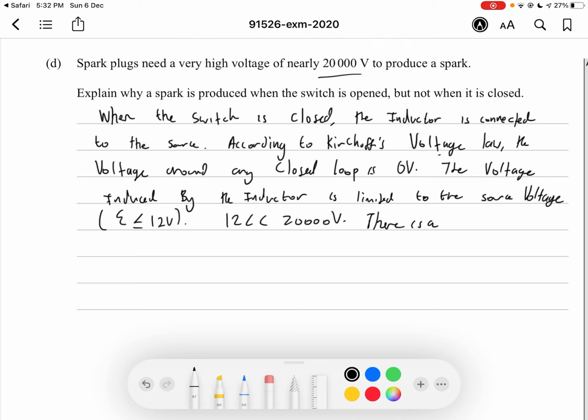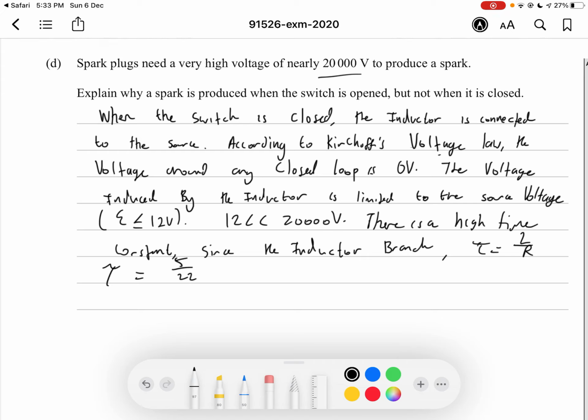And also you can say that there is a high time constant. Okay, so since the inductor branch, the time constant equals L over R. Yes, L over R. Okay, so that's our time constant. We can actually calculate our time constant. We have our L, which is 5 over 22, which equals 0.227 seconds. So this is very high.